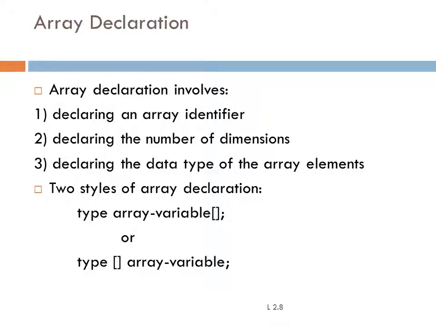Arrays are declared. Array declaration involves the array name identifier, the type of the array, followed by dimensions. So type, array variable name, and then subscript. That means for a single dimension array, the size of the array should be represented within the square brackets. These are the two styles. First we can write the data type, array variable name, square brackets, or the type, square brackets, then the array variable name. Those two formats are allowed in Java.